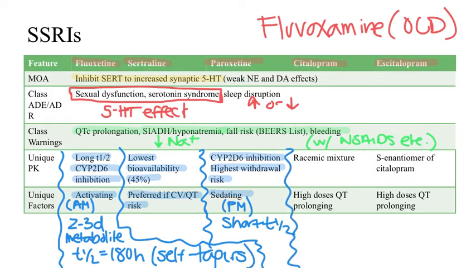Citalopram is a racemic mixture, whereas S-citalopram is the S enantiomer only of citalopram. Both citalopram and S-citalopram are QT prolonging at higher doses, and therefore concomitant administration with another drug that prolongs the QT interval should be avoided.